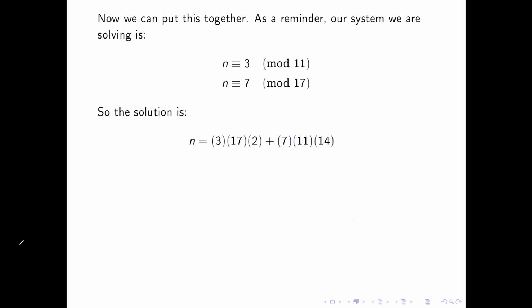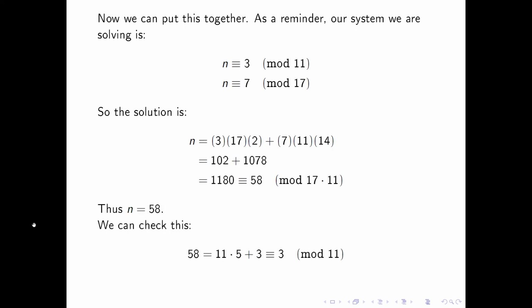So when we do this, calculation's easy. It's this, which is 1,180. But that, again, mod 17 times 11 is only 58. So it turns out that that is our solution, is 58. And we can check that because 58 is 11 times 5 plus 3 more. And 58 is also 17 times 3 plus 7, which is congruent to 7 mod 17.